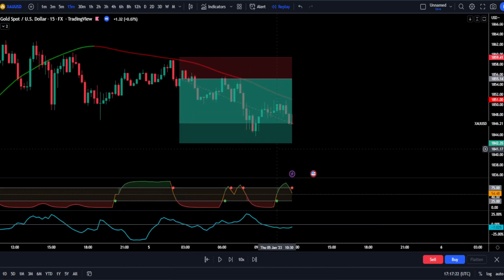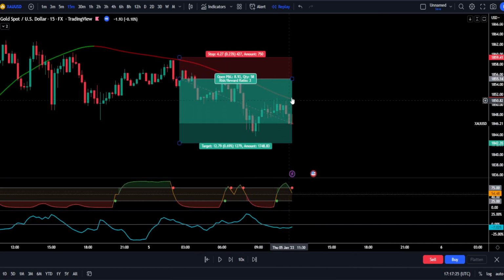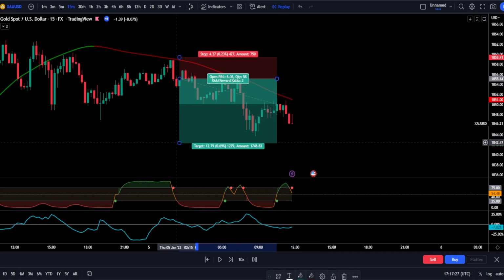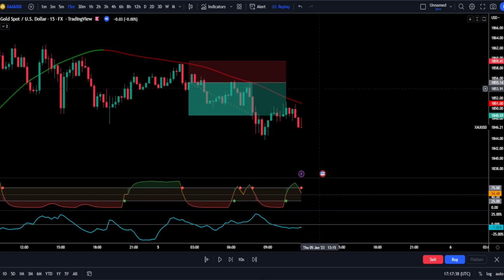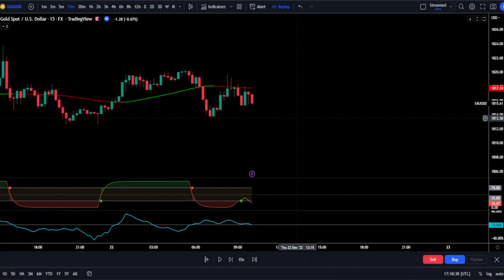Okay, so this is where we had a valid exit signal, and now we're going to close our position in profit. So in this example, we would have returned a 1.53 risk to reward ratio. Okay, let me now give you some more examples so you have a full understanding of how to trade with this strategy. So here we see we've got another valid short signal.